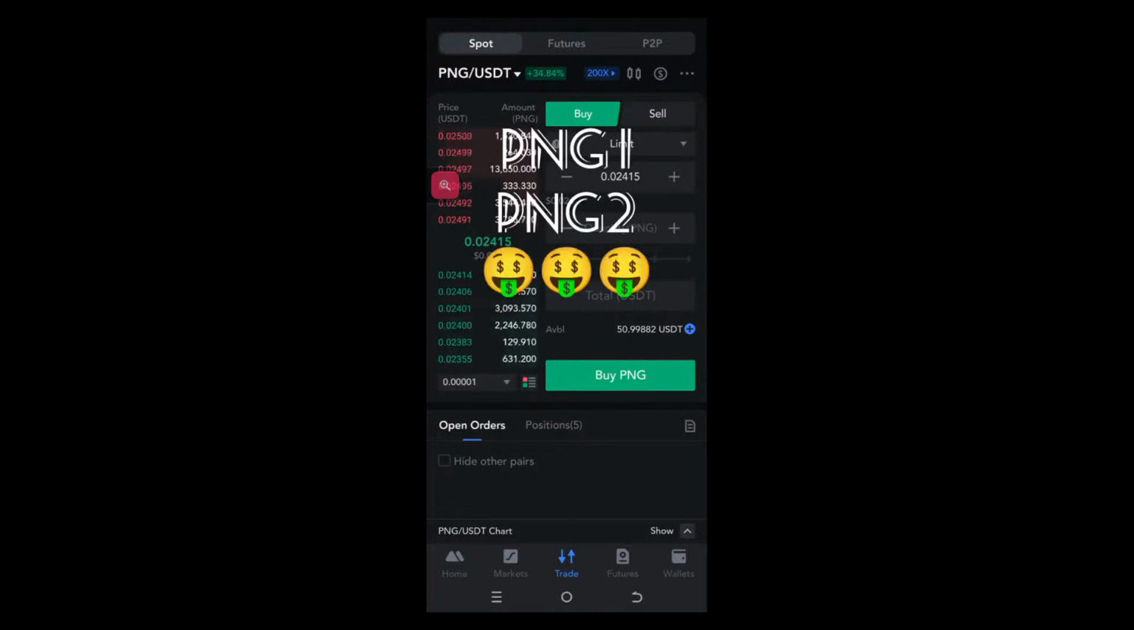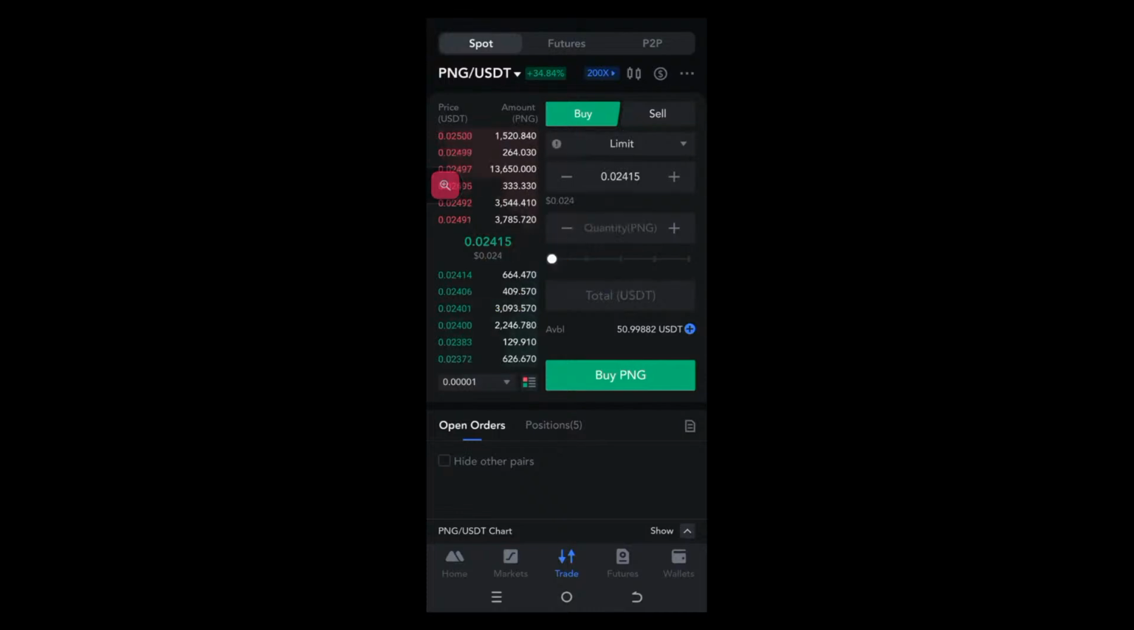PNG1, PNG2. Now remember that in PNG1, we got 55 cents. We were just trying to be conservative and just get out of the trade. And now we did the second one, and of course, this is awesome. This is beautiful, right? We were able to get almost 2% on this trade. That's like 1.98%. Beautiful. Wow!